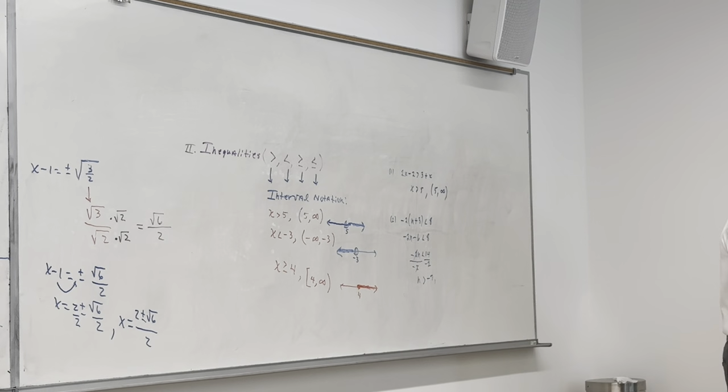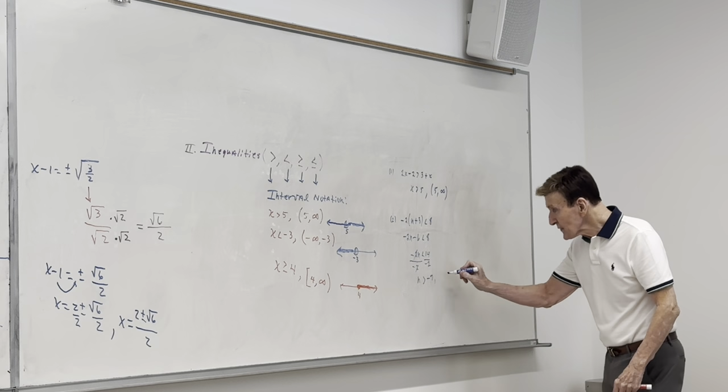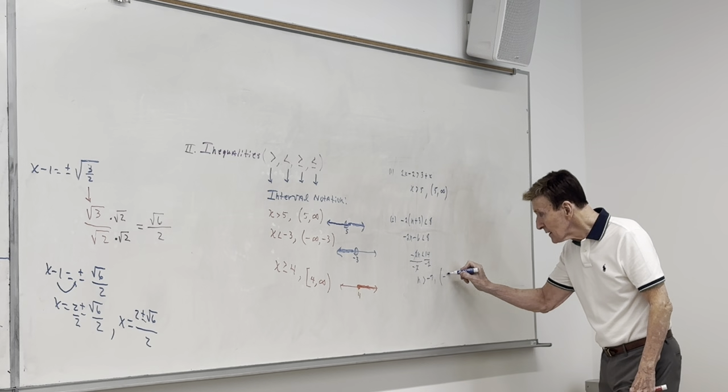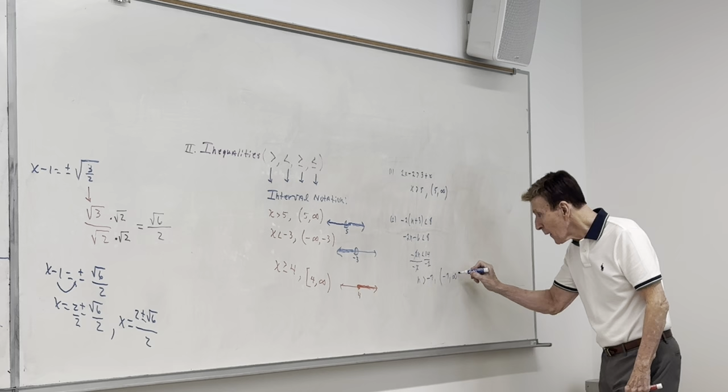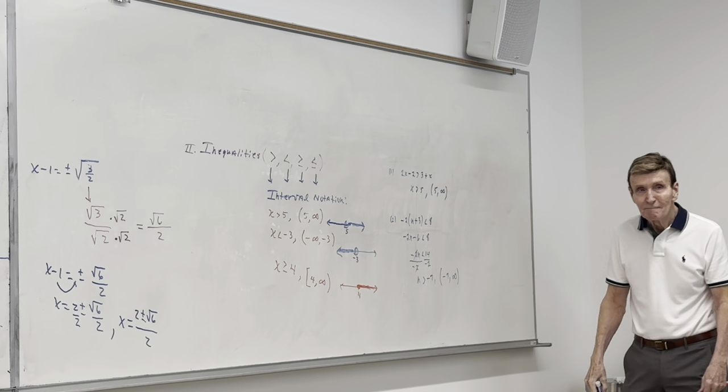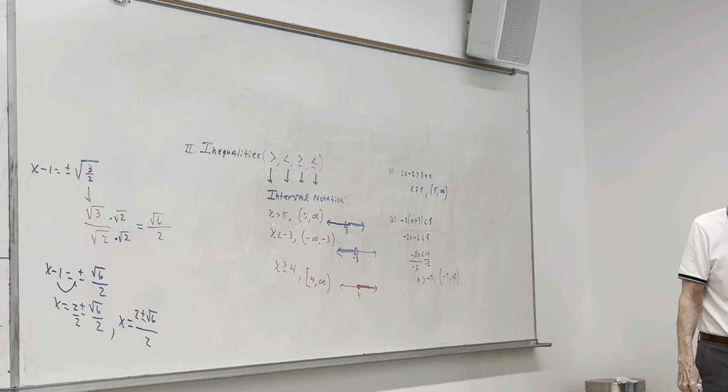Now, what does that look like in interval notation? Parenthesis, negative 7 through infinity. Done. How could you go wrong?